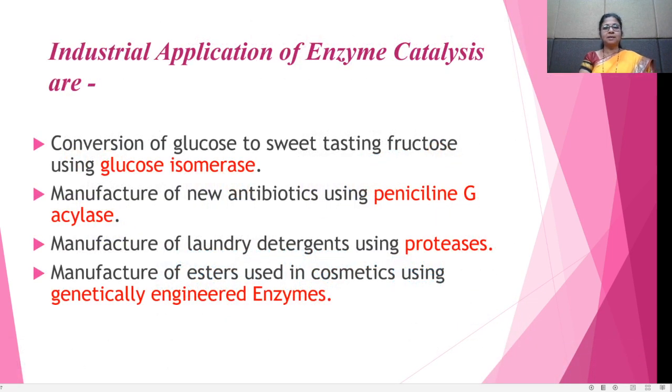Now see the industrial applications of enzyme catalysis. One is the conversion of glucose to sweet tasting fructose using glucose isomerase. This is the enzyme which converts glucose into fructose. Then, the manufacture of new antibiotics using penicillin G acylase. These are the enzymes. Also, the next application is the manufacture of laundry detergent using protease.